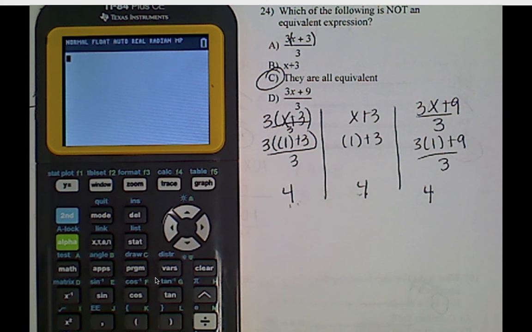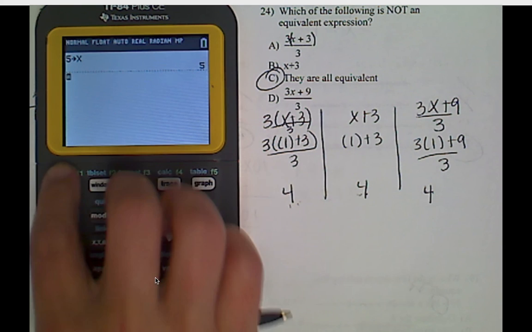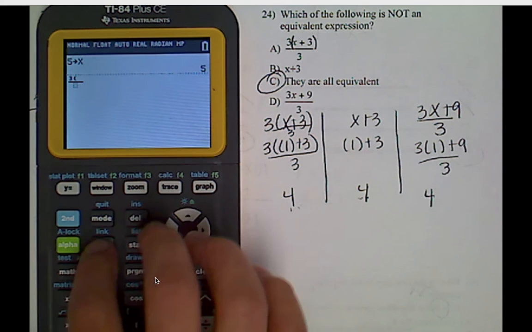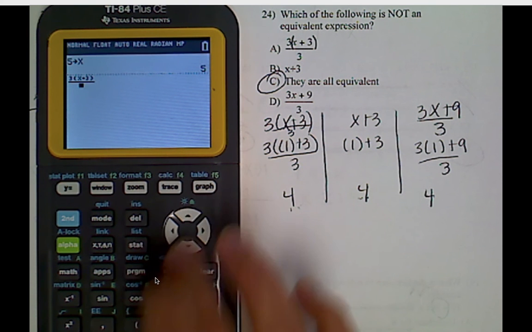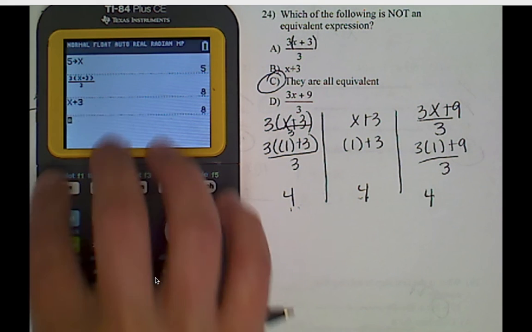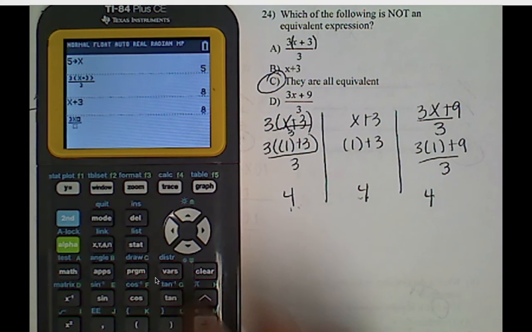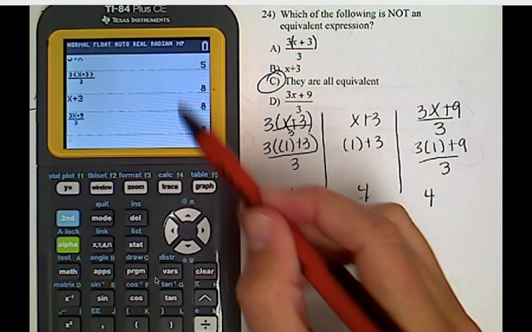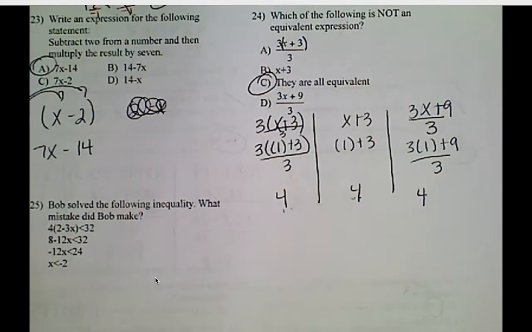So if I'm going to try a different number, 5 stores x, I can type in the first one, which is 3 parentheses x plus 3 over 3. I can type in the second one, which is x plus 3. I can type in the last one, which is 3x plus 9 over 3. In all situations, we end up with the same output, so we can say they're equivalent. So that's 2 different ways you can do that one.